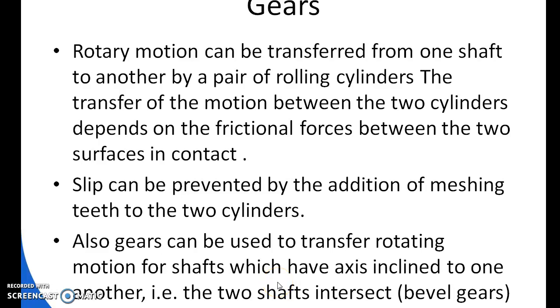Here we will discuss gears. A gear is a wheel provided with teeth which mesh with the teeth on another gear or on a rack.